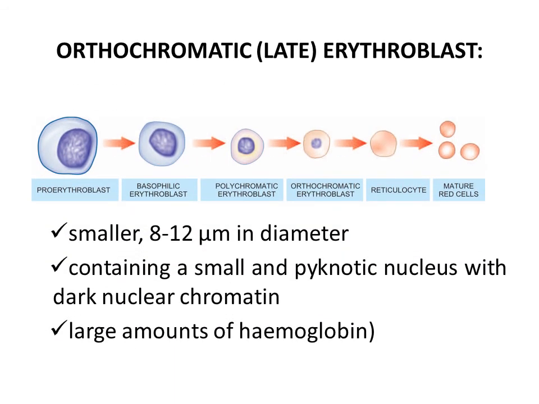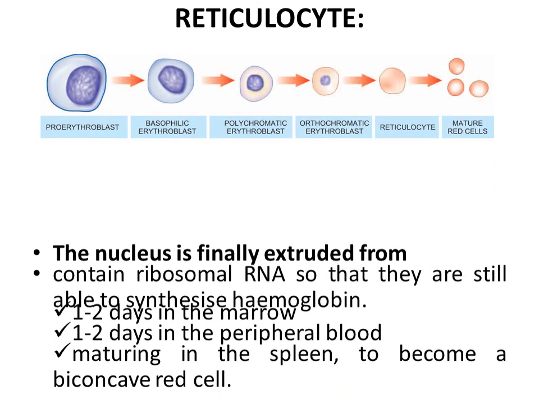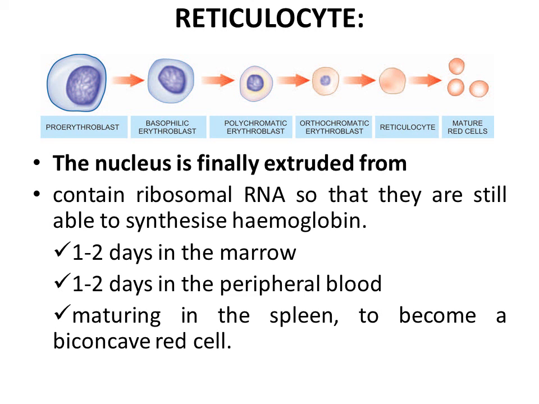Then autochromatic, in which the stain has reduced, the nucleus has reduced, and the appearance of hemoglobin is more. We are going to be having a more reddish cell with little nucleus. Then the reticulocytes, which will contain ribonucleic acid for the production of hemoglobin.